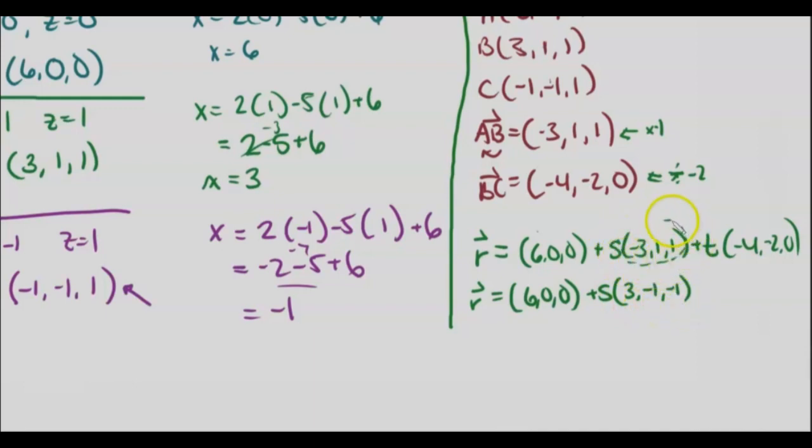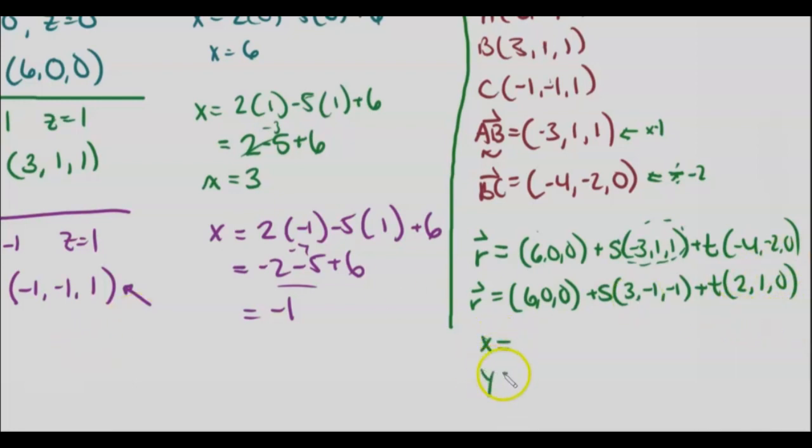So we would negate this direction vector. All of these values would flip signs. And then plus t, and we would have 2, 1, 0.